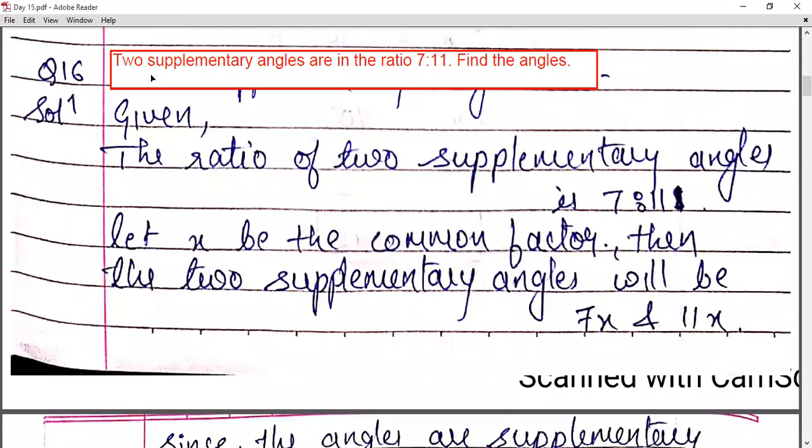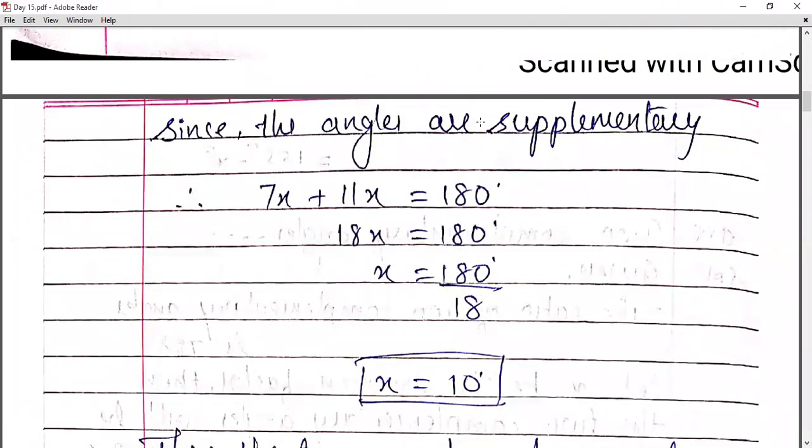Question number 16 is, two supplementary angles are in the ratio 7:11. This time, supplementary angles are given. Find the angles. So we have been given the ratio of two supplementary angles as 7:11. Let x be the common factor, then the angles will become 7x and 11x. Now, since the angles are supplementary, the sum of both the angles will be 180 degrees. So 7x plus 11x is equal to 180 degrees.